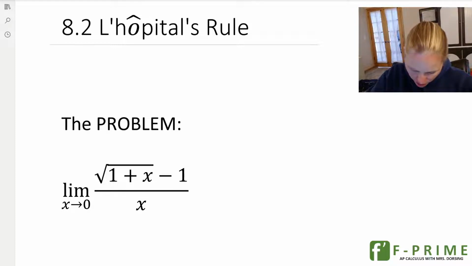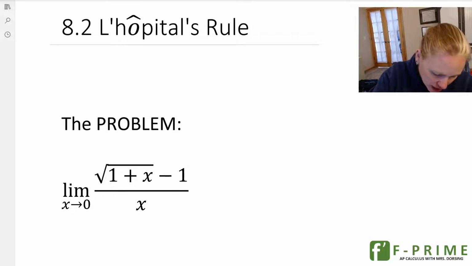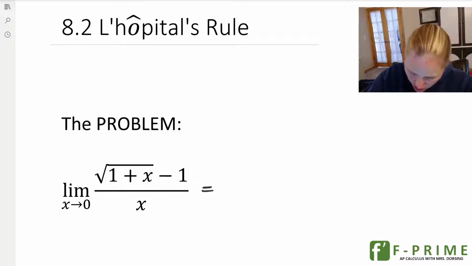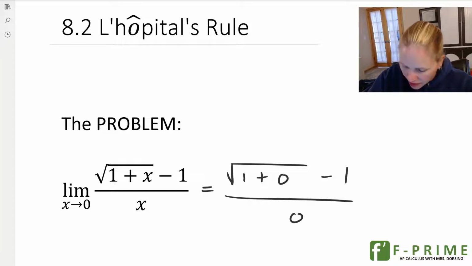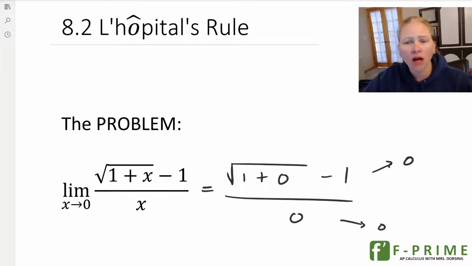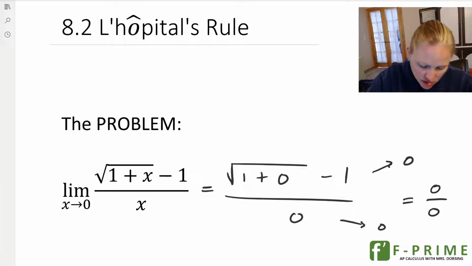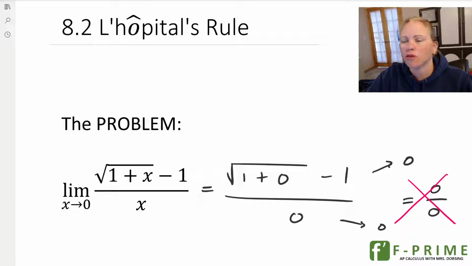So for example, if I have this problem here, the limit as x approaches 0. What happens is when I plug in and use substitution, I get the square root of 1 plus 0 minus 1, all over 0. And I get 0 in the numerator and I get 0 in the denominator. Now, we might be tempted here to write down equals 0 over 0. But I'm going to tell you right now that that is a big fat no-no. Do not ever say equals 0 over 0. Or if you do, you put an x through it immediately.